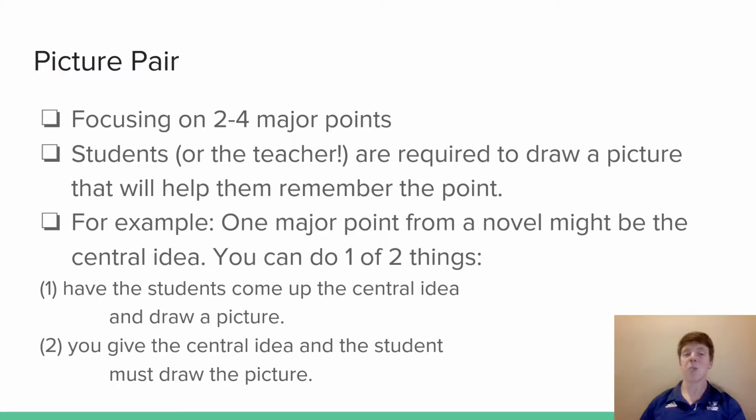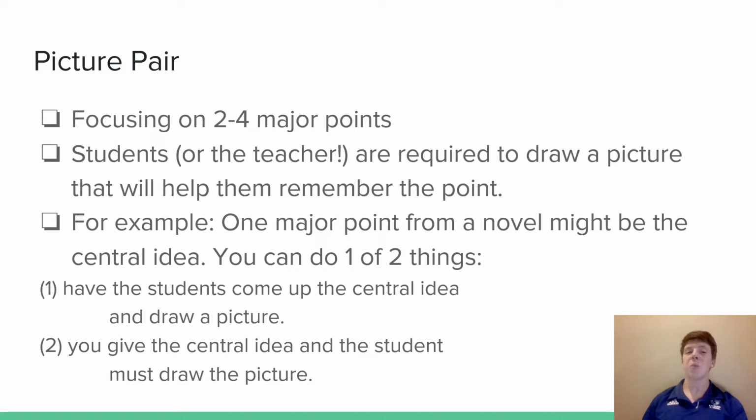The first example I'm going to talk about is called the picture pair. This focuses on 2 to 4 major points. So you might be teaching a section or a novel or a chapter or whatever you may be teaching, and you would look at 2 to 4 major points of that section, unit, and so on. So students or the teacher are required to draw a picture that will help the students remember the major points.